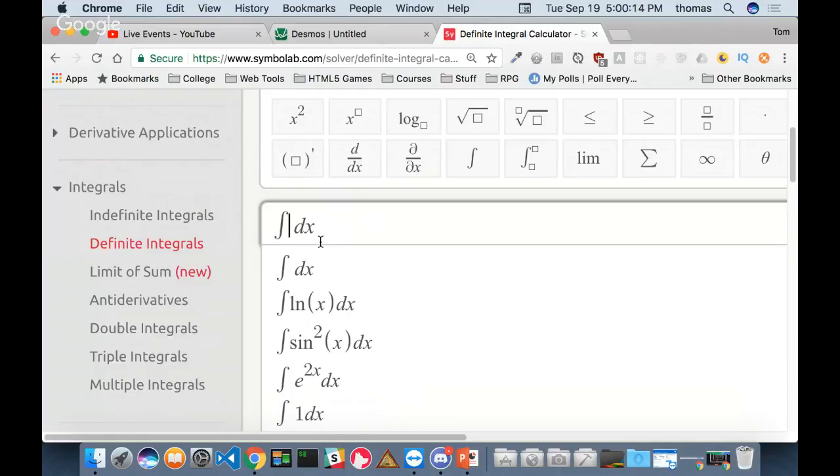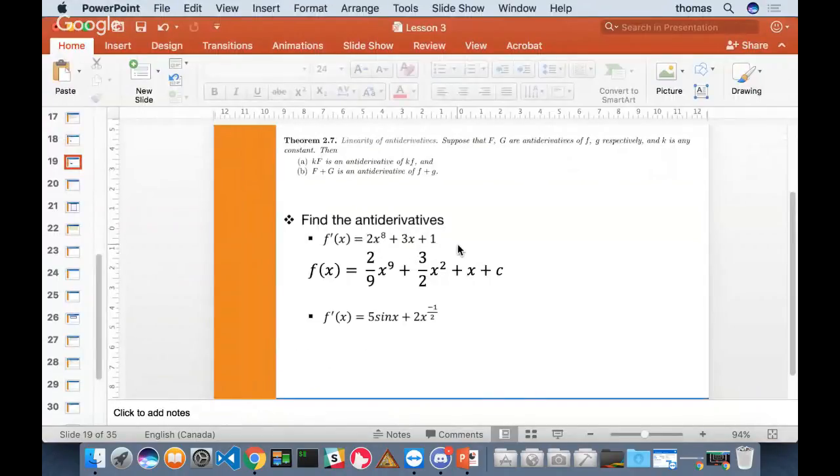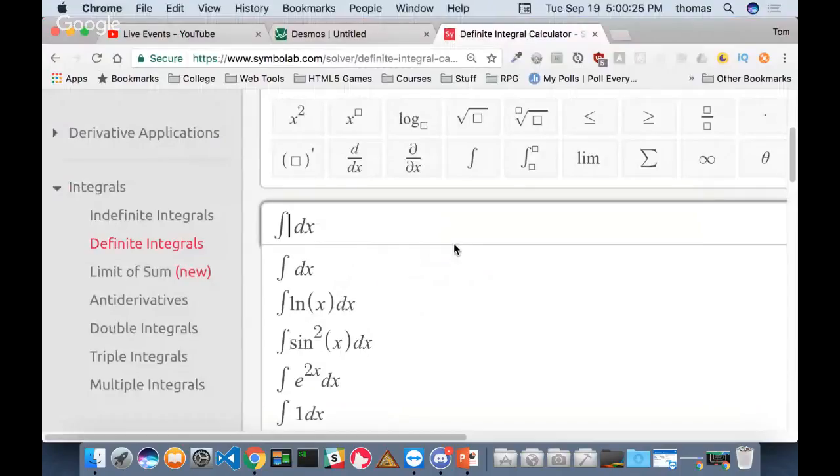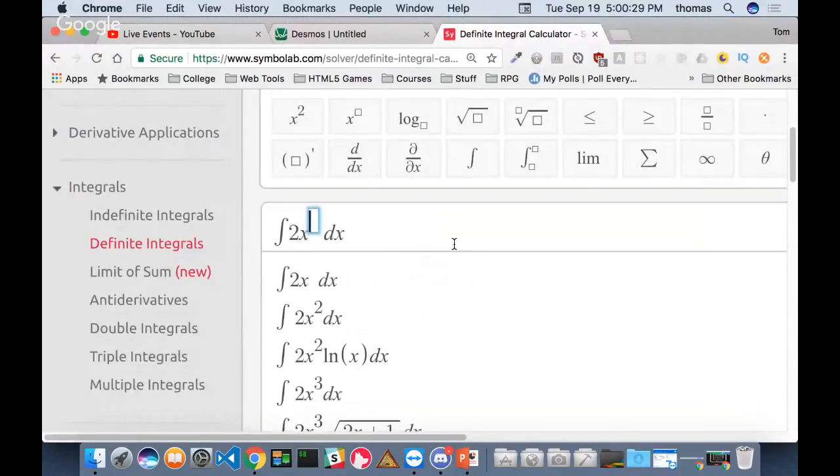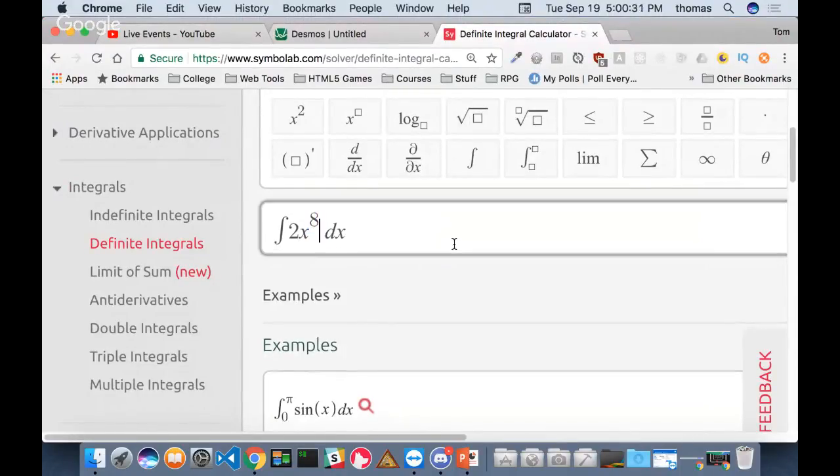The integral, and notice I have d of x. That's the other way to write antiderivative. I want to find the integral of a certain value. Let's go back to the equation, 2x to the 8 plus 3x plus 1. So I'm going to write that down: 2x to the 8, plus 3x plus 1.